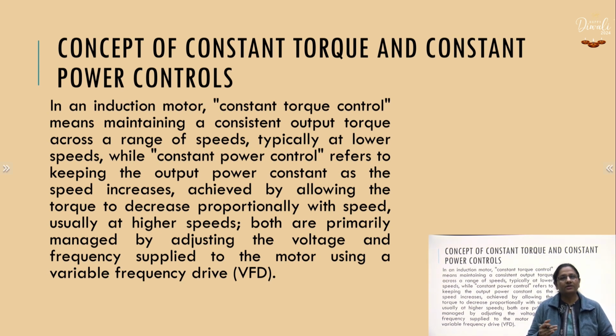So in V by F control of the motor, the region below the base frequency was the constant torque region, and in this region, a consistent output torque across the range of speed up to the rated speed was maintained. So this is done at the lower speeds, while constant power control refers to keeping the output power constant as the speed increases. As I just told you, in V by F control, we increase the frequency given to the motor beyond the rated value while maintaining the voltage at the constant value.